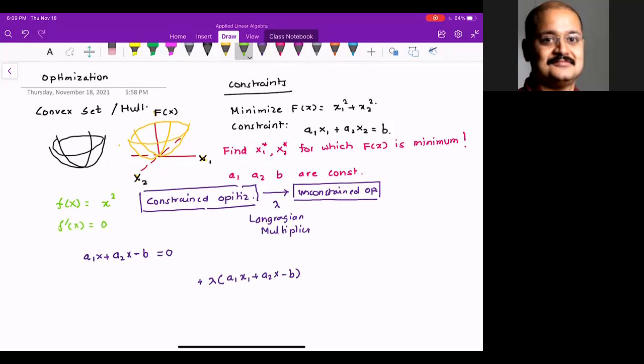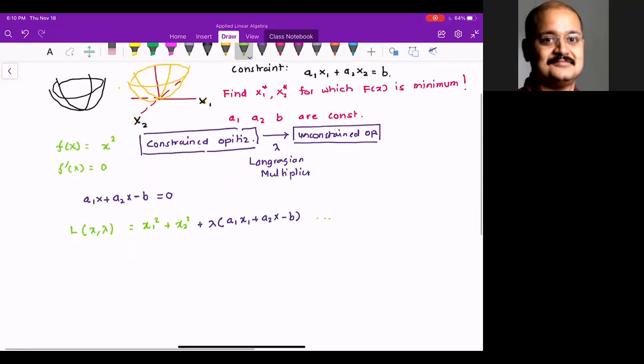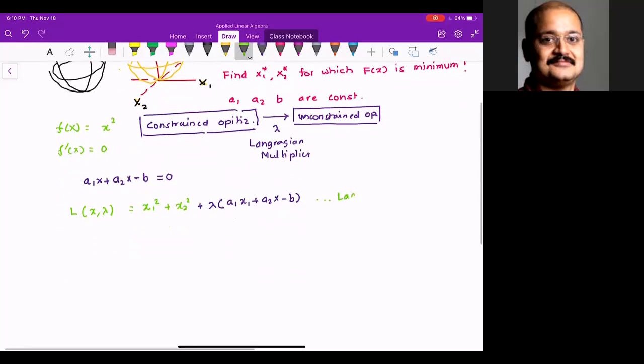So this function that we have over here is going to become x1 square plus x2 square. And this is called the Lagrangian. So this is called the Lagrangian. How does this thing come?